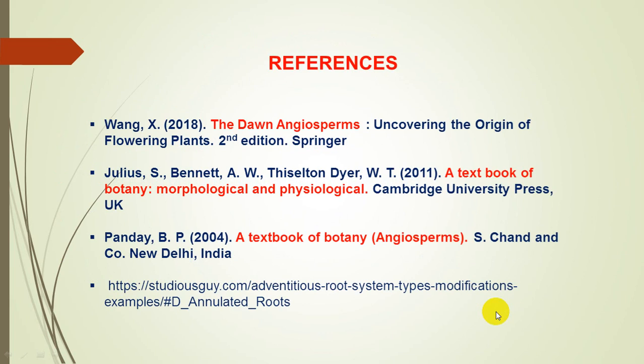At the end, these are the references. I have highlighted the names of the books in red, and I have followed this link, which has a pretty good explanation of the types of adventitious and taproot modifications. So you can follow these books, you can read these books, and you can get help from them.